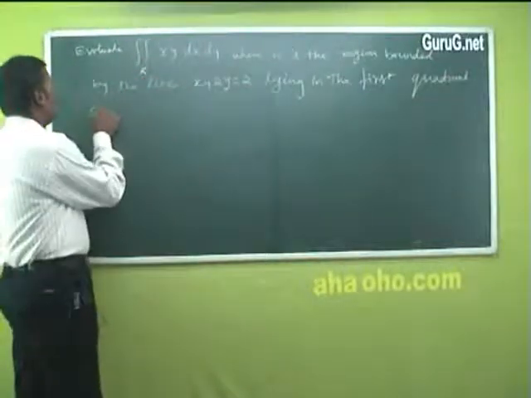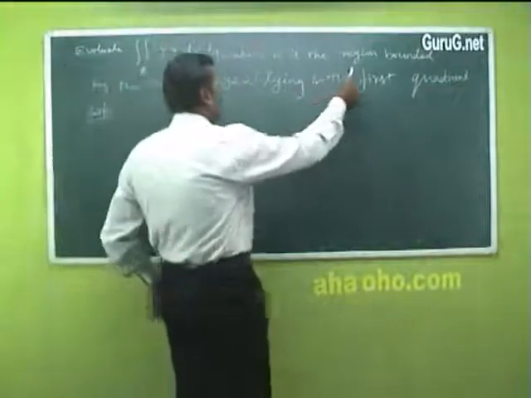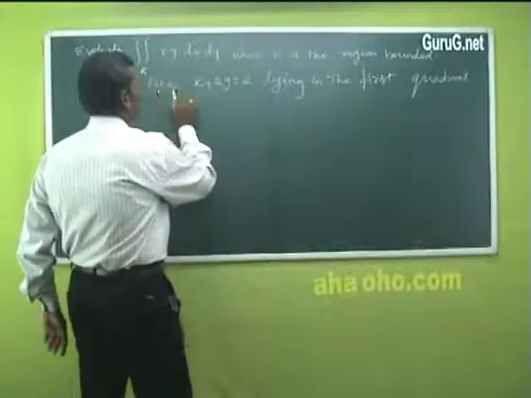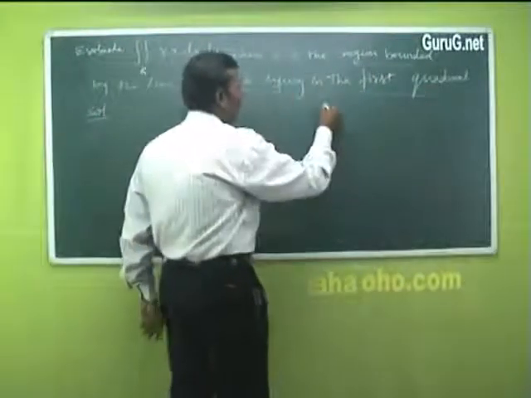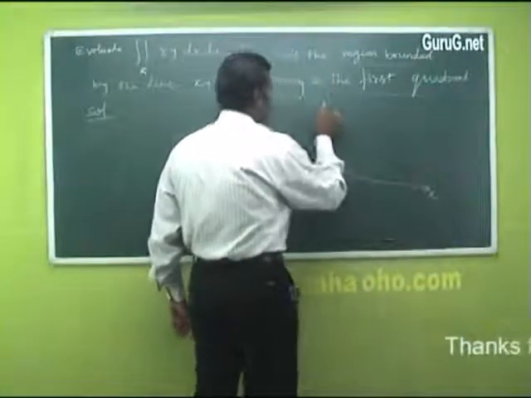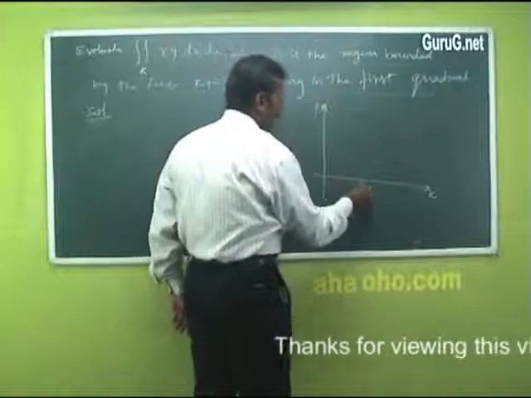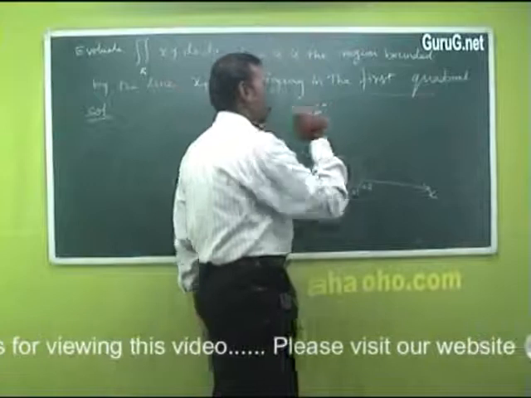Right? So what will be the region here? The region is bounded by the line x plus 2y equal to 2 lying in the first quadrant. We know the first quadrant. So this is the x-axis and this is the y-axis. This line is y equal to 0 and this line is x equal to 0. So this is our first quadrant, right?